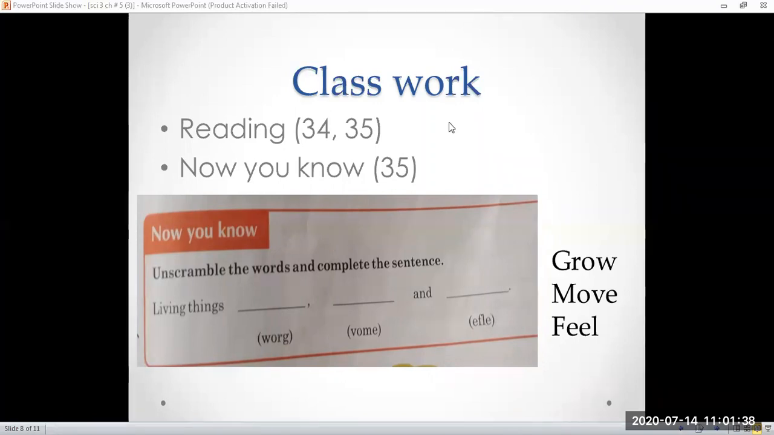Living things grow. Who said I have done the work? Okay, students, you can recheck it. You can check it, students. So first one is living things. Here are the unscrambled words. The first word we make is grow. The second one is move. Third one is feel.